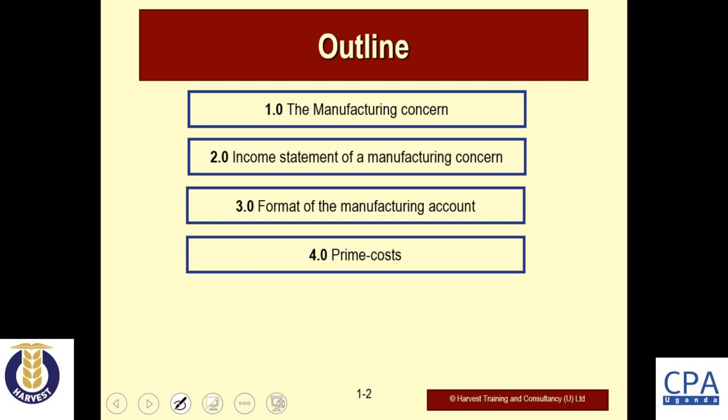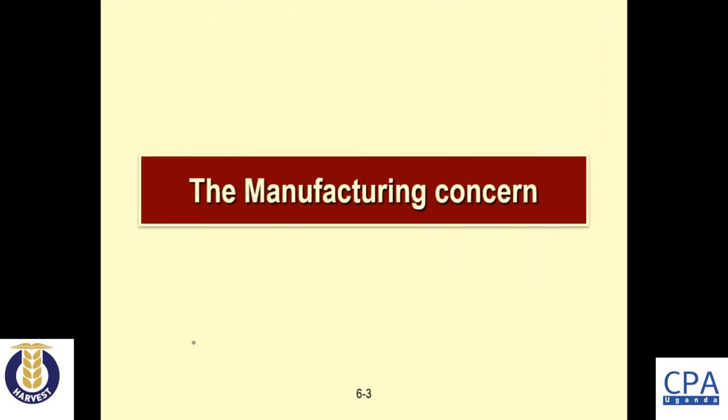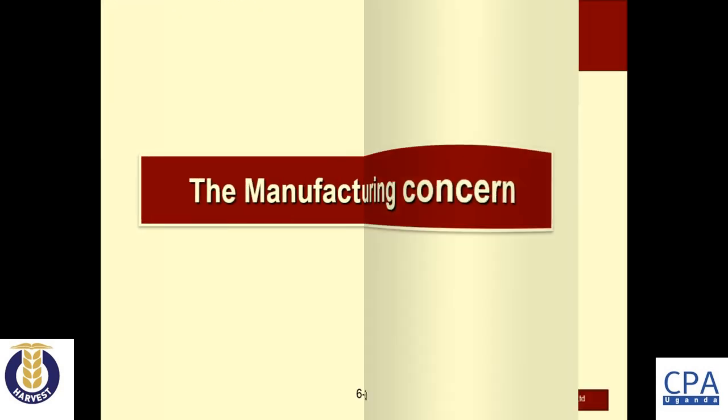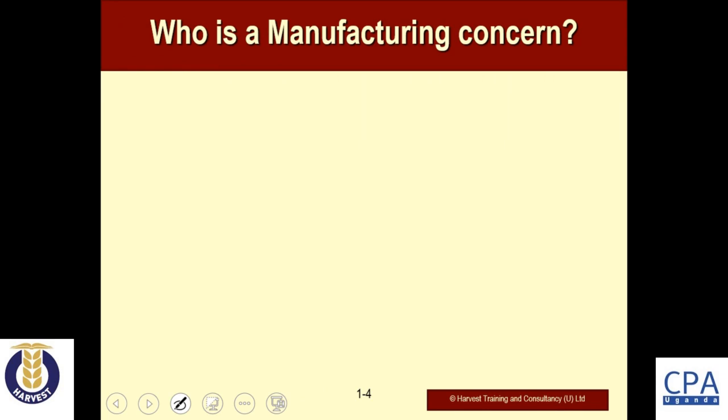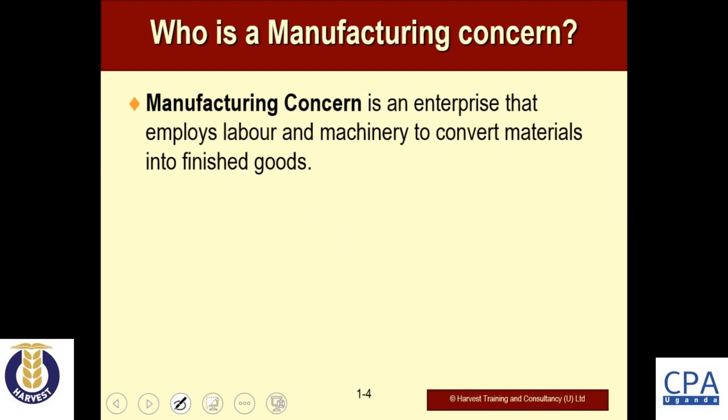So moving into the lecture, we begin by understanding what is a manufacturing concern. And here we are asking that question, who is a manufacturing concern? In the bullet, we are saying that a manufacturing concern is an enterprise that employs labor and machinery to convert materials into finished goods.